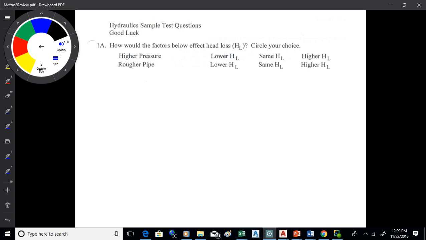Okay, so number one there, how would the factors below affect head loss? If you have rougher pipe, of course, you're going to get higher head loss. That's pretty straightforward. However, we did cover that the pressure doesn't affect the head loss. Head loss is independent of pressure.